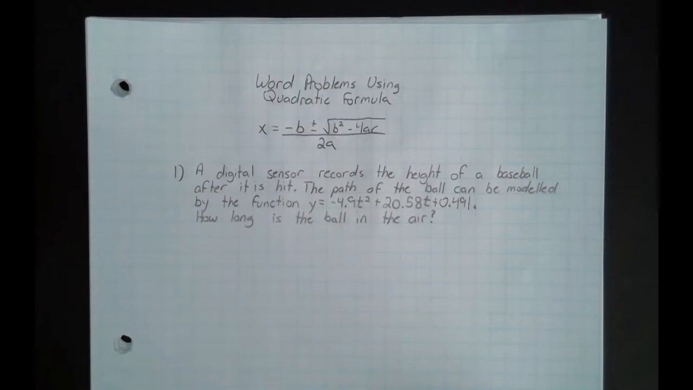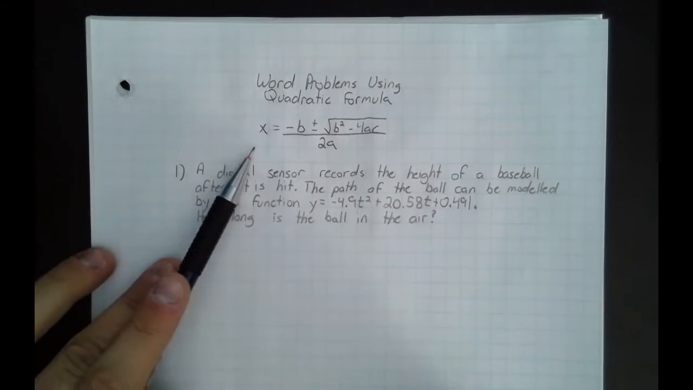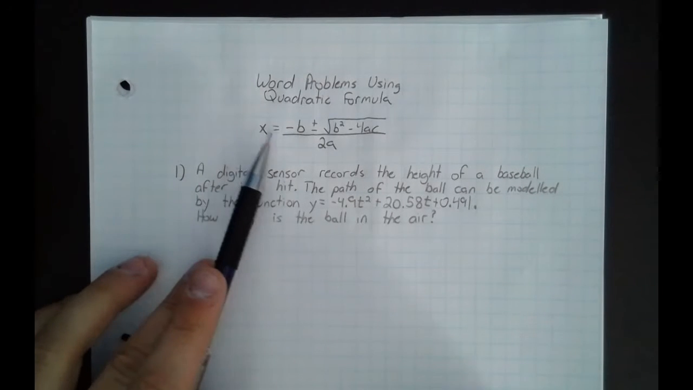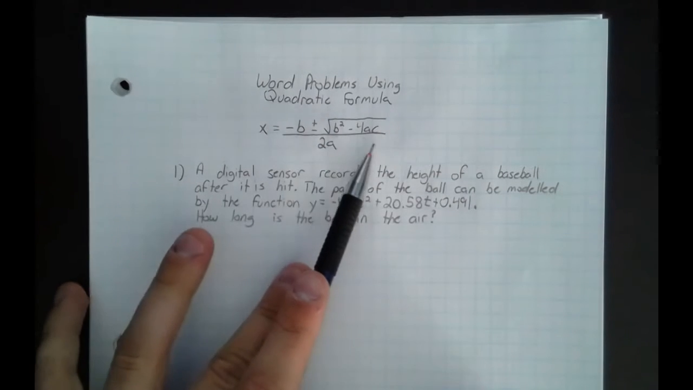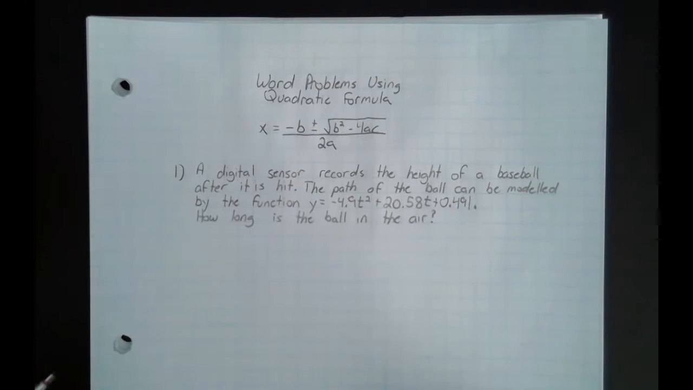Today we're going to be working on word problems using the quadratic formula. So let's first recap the quadratic formula. We know that it's x equals negative b plus or minus the square root of b squared minus 4ac, all divided by 2a. So our first word problem says, a digital sensor records the height of a baseball after it is hit. The path of the ball can be modeled by the function y equals negative 4.9t squared plus 20.58t plus 0.491. How long is the ball in the air?